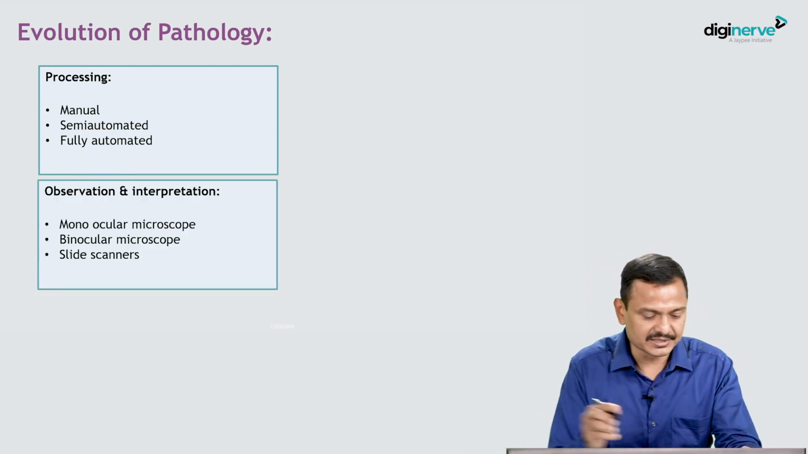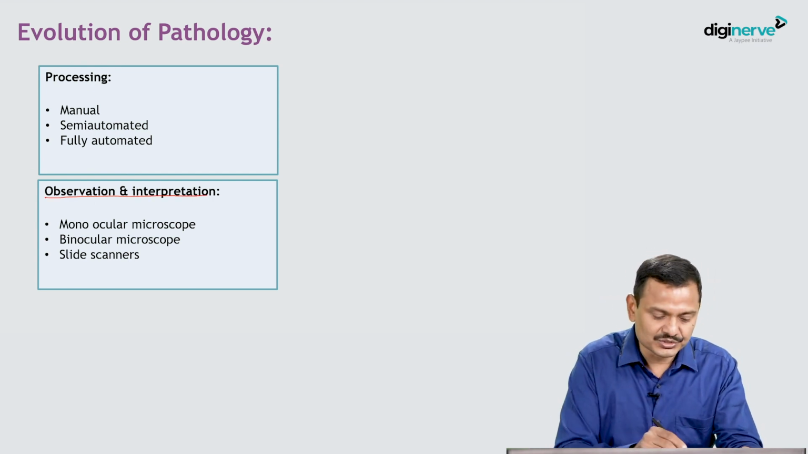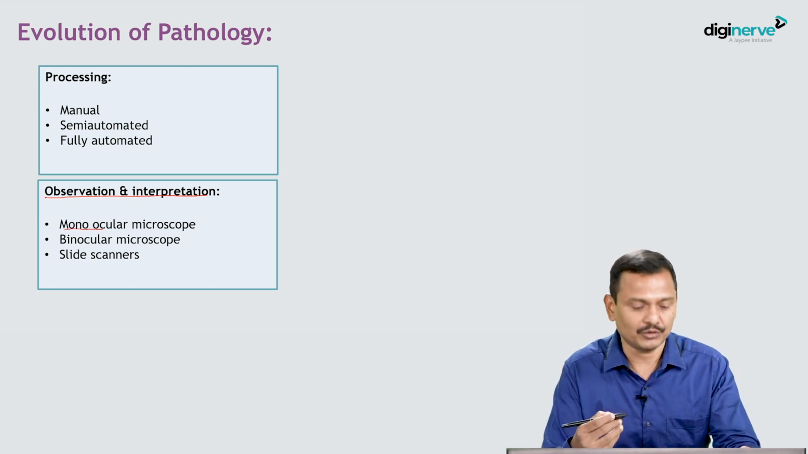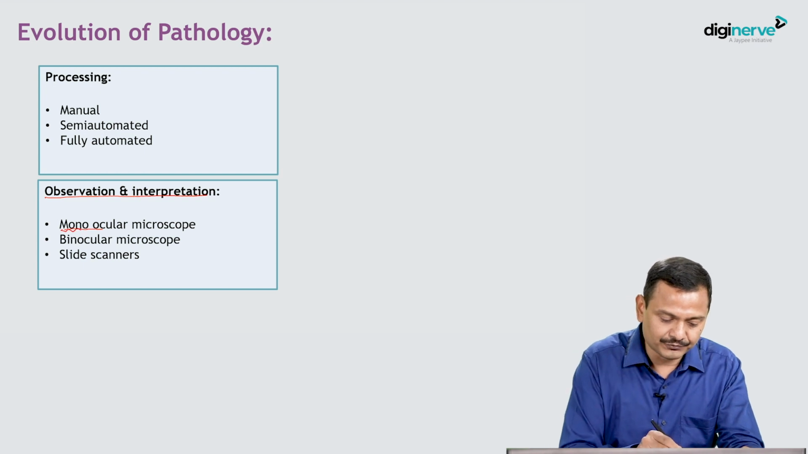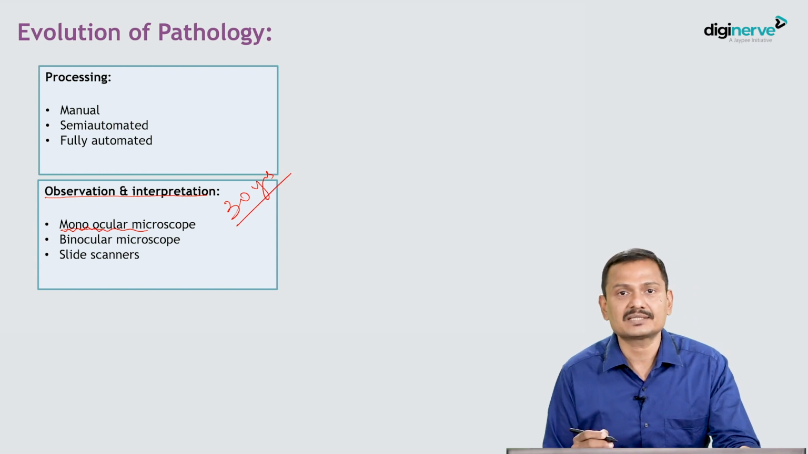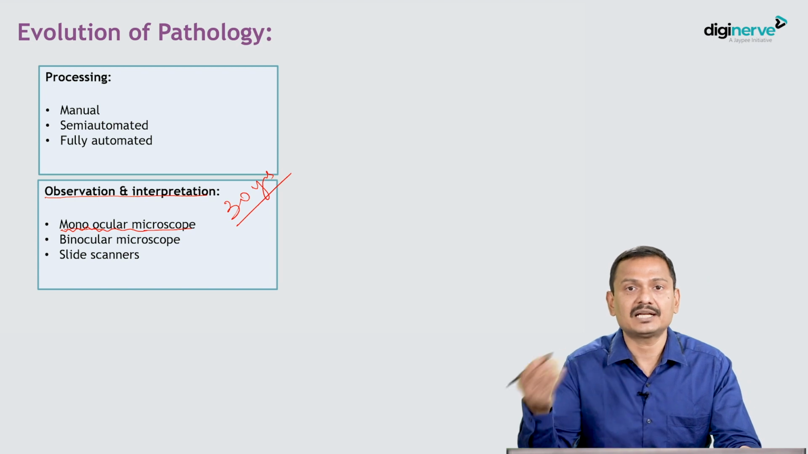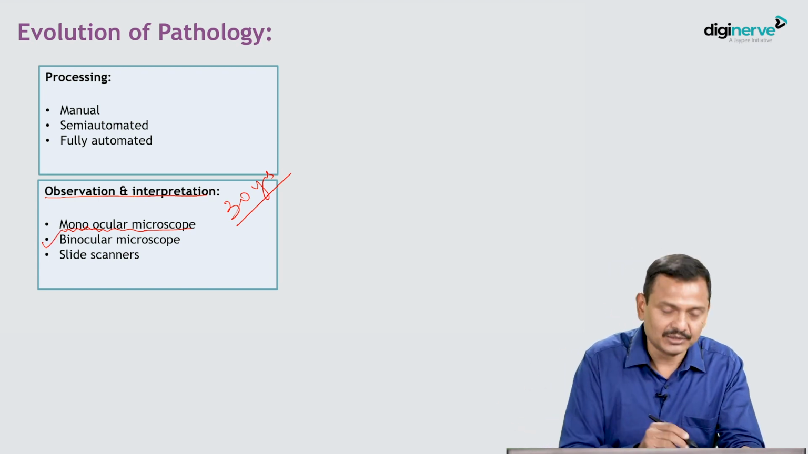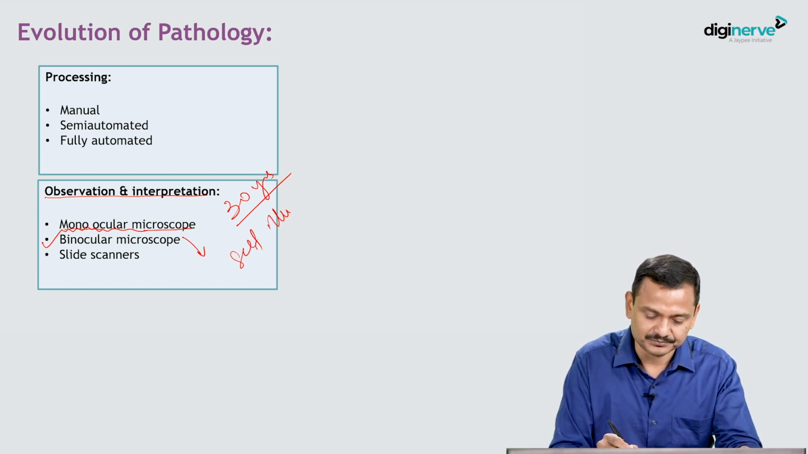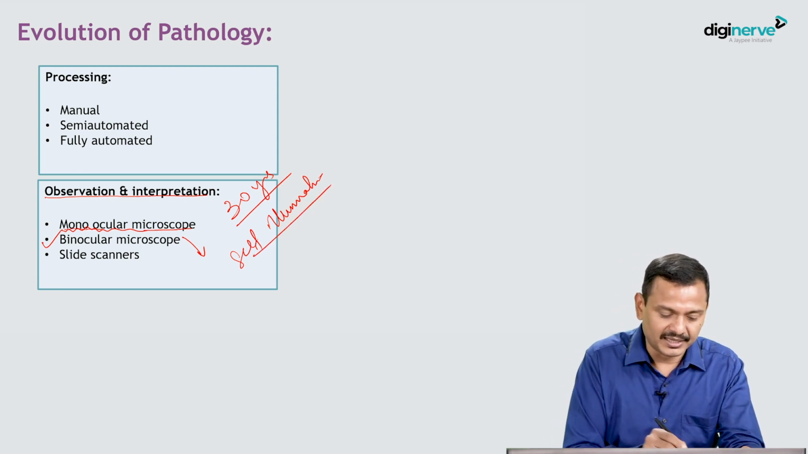The next point is observation and interpretation. When they started, the microscope which I showed you was a very primitive microscope that Antony van Leeuwenhoek used, but if you can remember, say 30 years back, all our professors or all our ancestor pathologists would have used a monocular microscope, where the light source is different. Then comes the binocular microscope with self illumination, so the light source was inbuilt in the microscope.